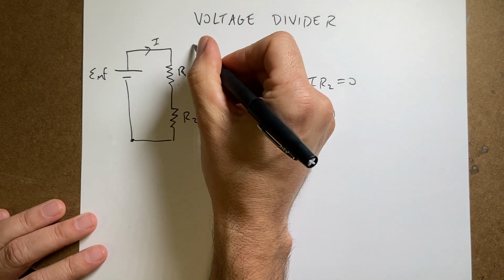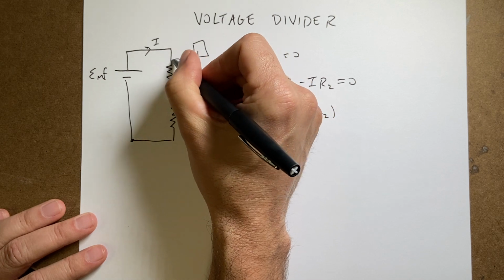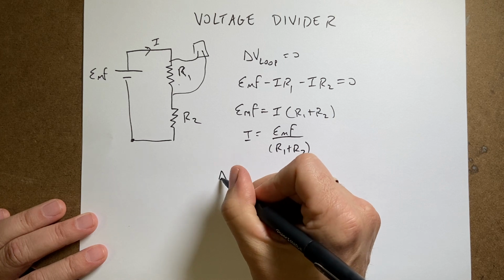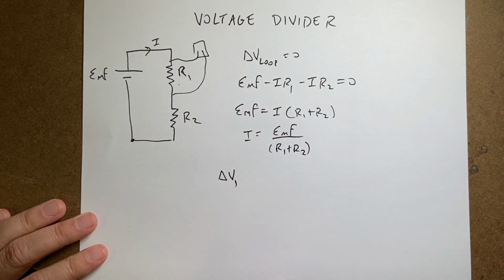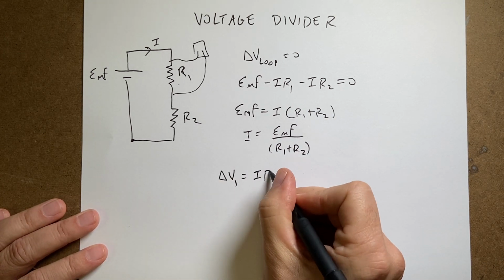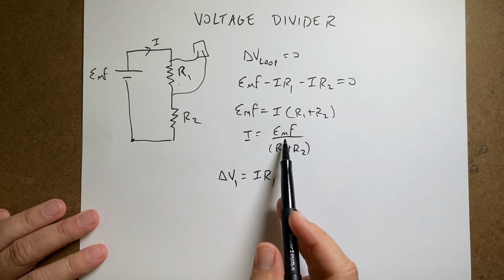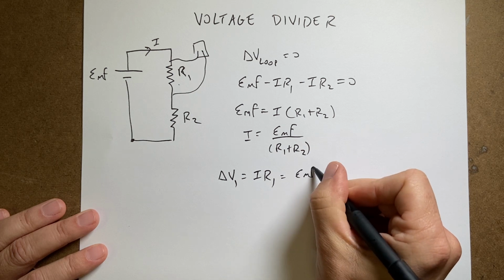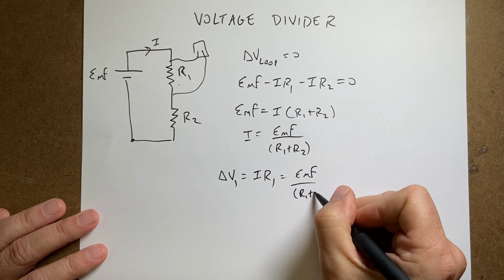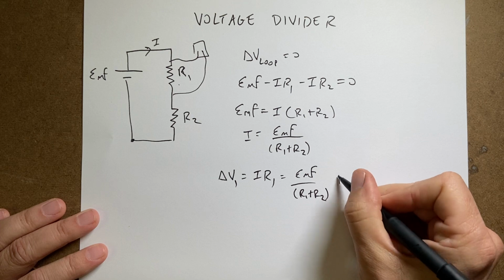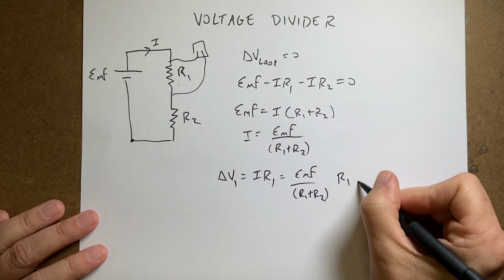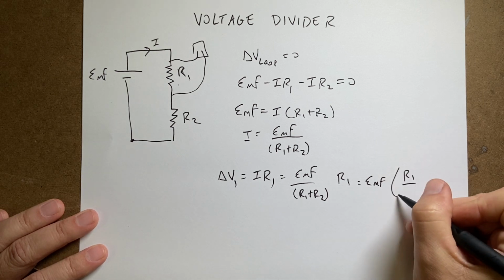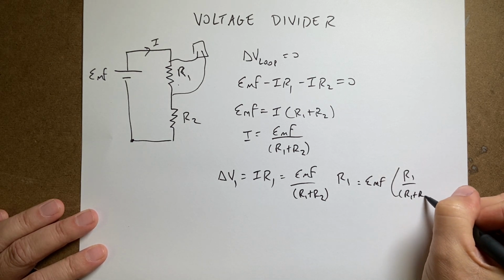Now, suppose I have a voltmeter, and I want to find the voltage across just R1. So I say delta V1. Well, that's going to be I times R1. But what if I use this expression for I? Then I can get EMF over R1 plus R2 times R1. So I can write this as EMF times R1 over R1 plus R2.